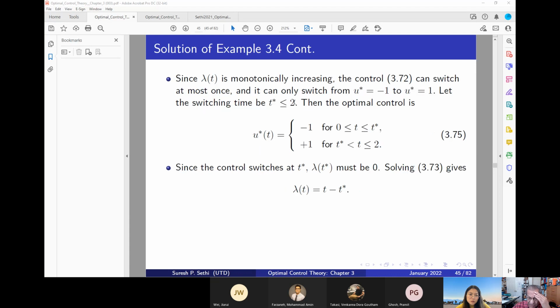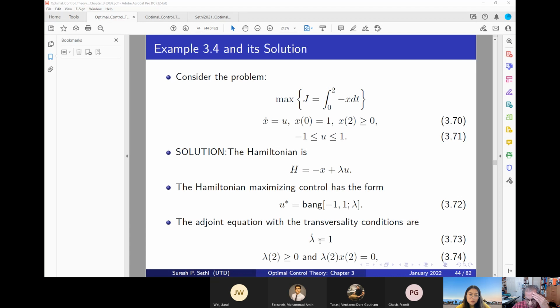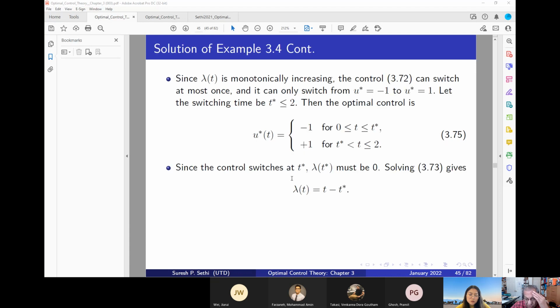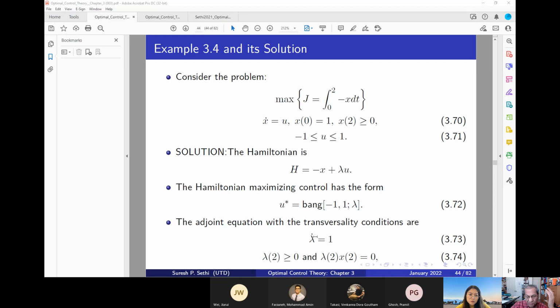And by doing that, we can also find lambda t, which is because lambda dot is 1. And at T star, it has to be zero, so it could be t minus T star. But we don't know T star. T star is just a constant of integration. When you solve this problem, lambda dot equal to 1, it's a differential equation with no boundary condition, so T star becomes a constant of integration. The constant of integration would require a boundary condition to solve.